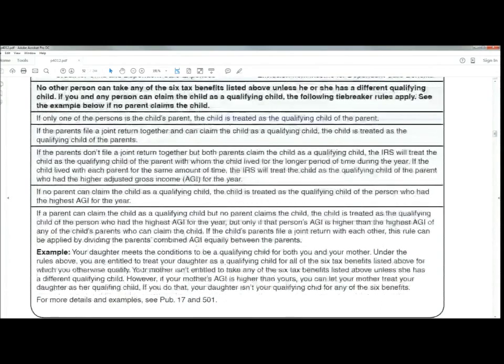Okay, now here's where we're at. This is why I wanted to keep going. If a parent can claim the child, which is the case, Brittany can claim Peter, but no parent actually does claim the child, the child is treated as the qualifying child of the person who had the highest AGI for the year, but only if that person's AGI, adjusted gross income, is the highest of any of the child's parents who can claim the child. And that is our situation. Jane's income is more than Brittany's. If the child's parents, well, that really doesn't apply.